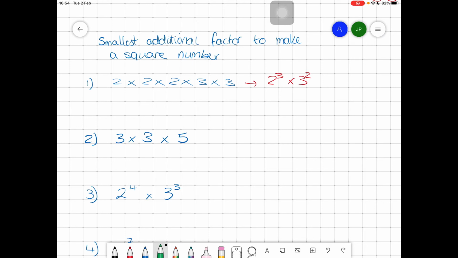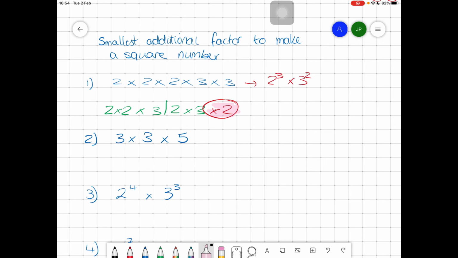So my two groups, my 2 cubed, I'll end up with 1 on each side, but then I'm missing 1. Okay, and then I can put a 3 on each side. Now what I'm missing to make these even is I need another 2 in here. That's what I need to do to make the square number. So my missing additional factor will be times by 2, because that's the bit I'm missing to make it so I've got even parts.